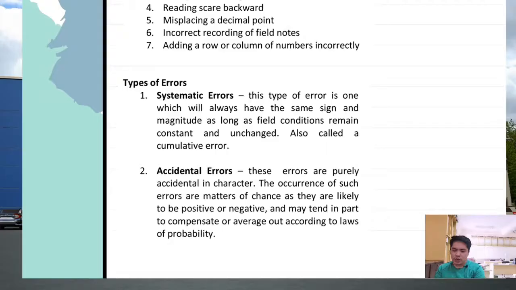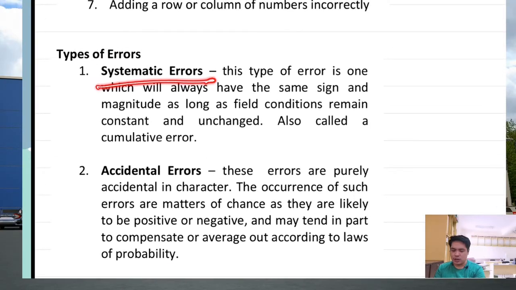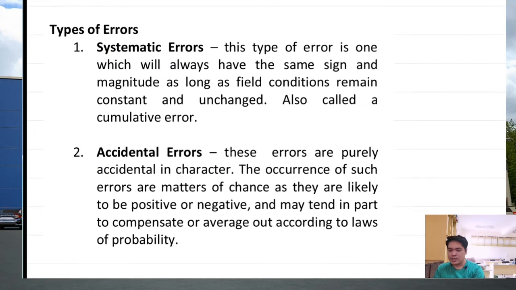Ayan. So there are two types of errors. We have the systematic error and an accidental error. So when I say systematic error, this type of error is one which will always have the same sign and magnitude as long as the field conditions remain constant and unchanged. It is also called a cumulative error.